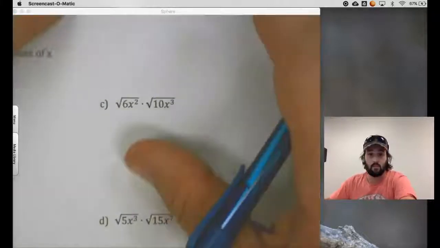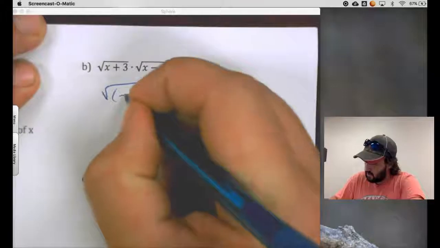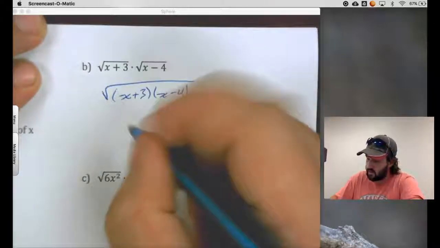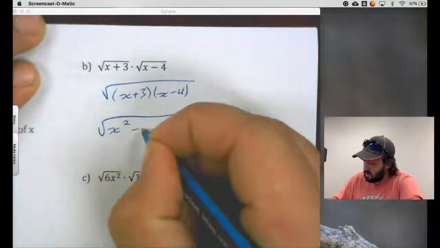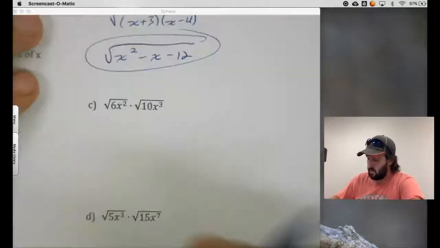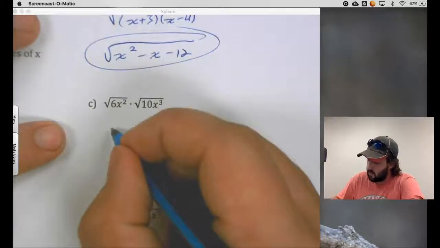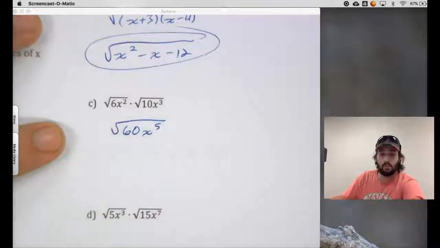All right. Same way with part B here. So I'll do the square root of x plus 3 times x minus 4. Multiply these things out and combine like terms. So it'll give me x squared minus x minus 12. And that would be our solution. All right. Likewise, and simplify these if they simplify. So with this one, I would have 60 x to the 5th if I multiply those together.